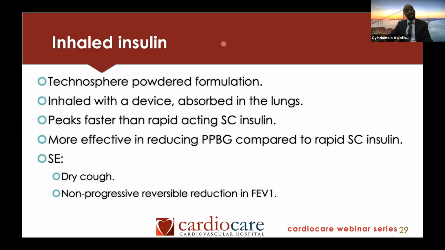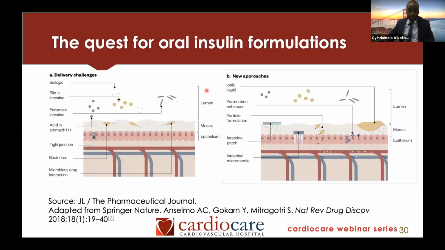Okay, but of course, it has potential side effects. It causes dry cough in a lot of people, and for most people, there's a reduction in the respiratory function parameters, particularly the FEV1. That's the forced expiratory volume in the first second. Okay, fortunately, that respiratory parameter change is non-progressive and is reversible. Okay, but it makes quite a lot of people wary of using inhaled insulin.